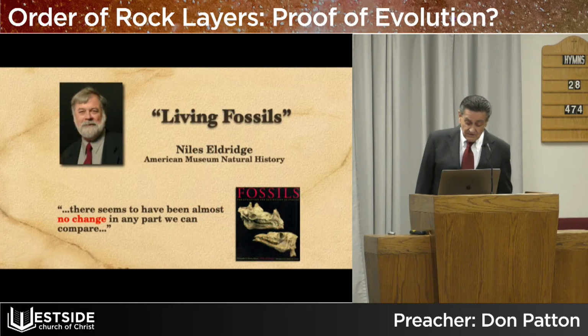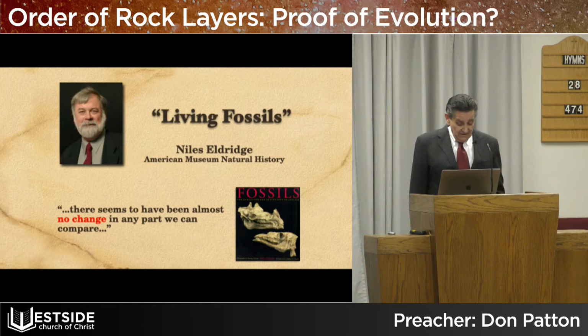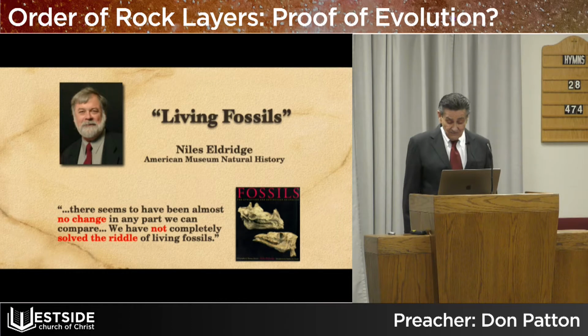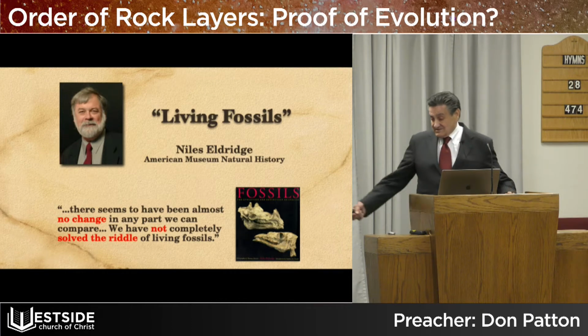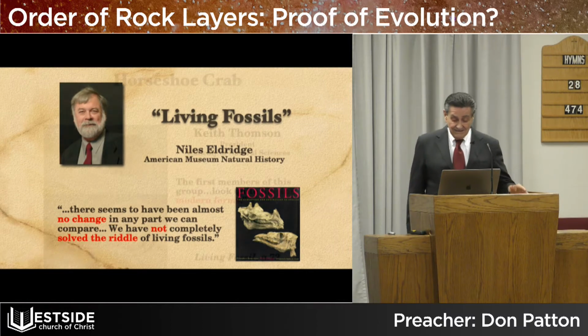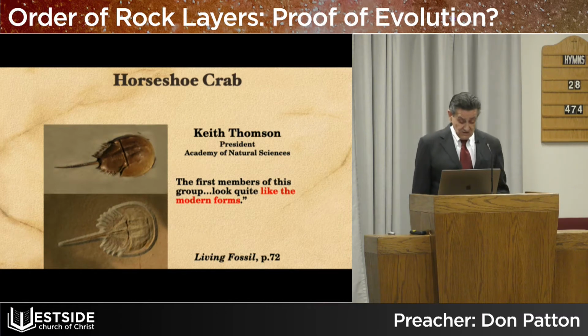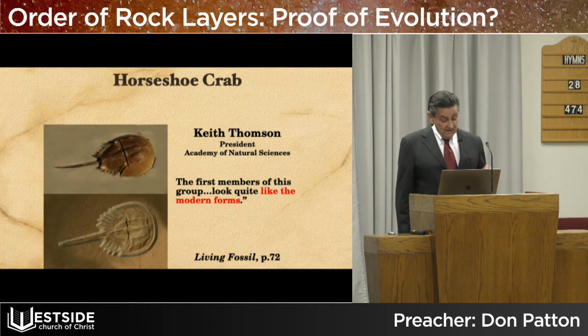Niles Eldredge, curator of the American Museum of Natural History in New York, wrote the book Fossils. He says there seems to have been almost no change in any part we can compare. We've not completely solved the riddle of living fossils. That is, the thing supposed to be at the bottom, at the top. We see it. Keith Thompson, president of the Academy of Natural Sciences, is describing the problem in his book, Living Fossils. The first members of this group look quite like modern forms.